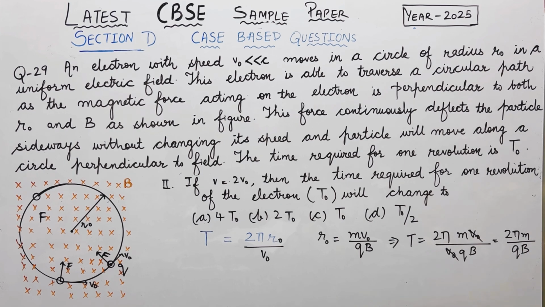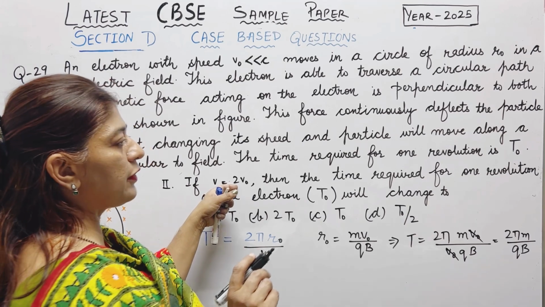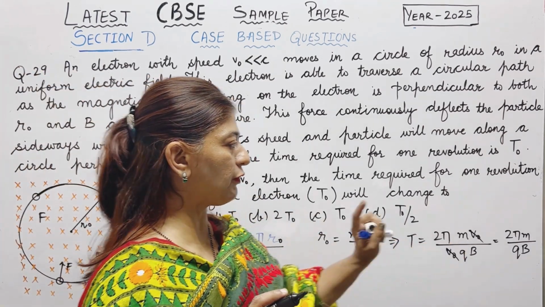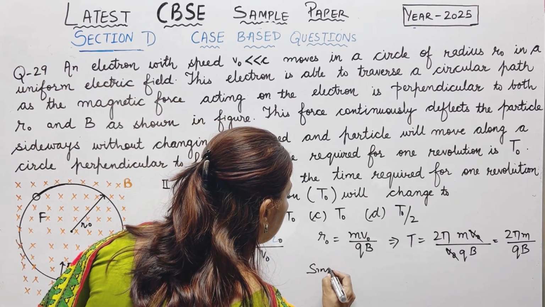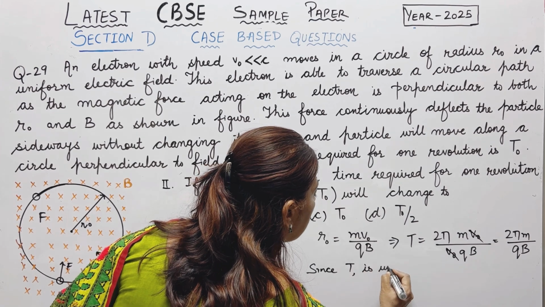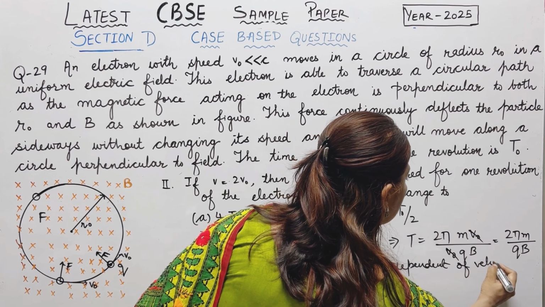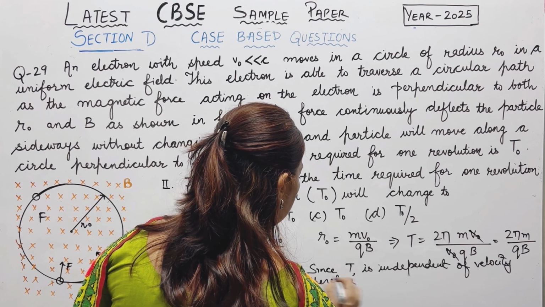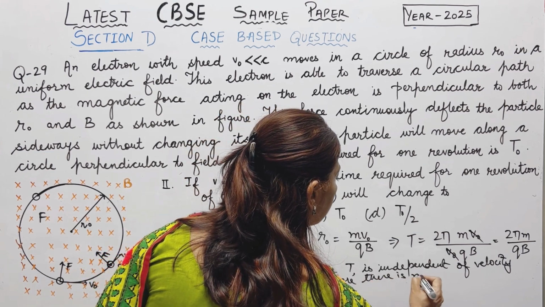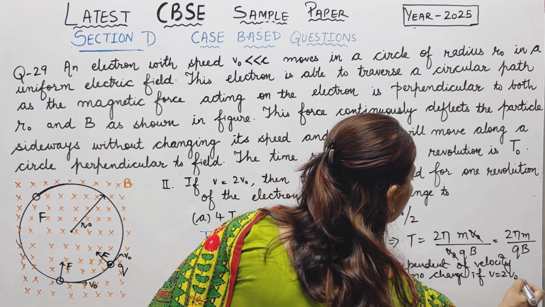So time period is independent of the velocity. It is not going to change even if we increase it. If there is no change in the mass, charge and the magnetic field, the time period is going to remain the same. So since T is independent of velocity, therefore there is no change if v is equal to 2v naught.